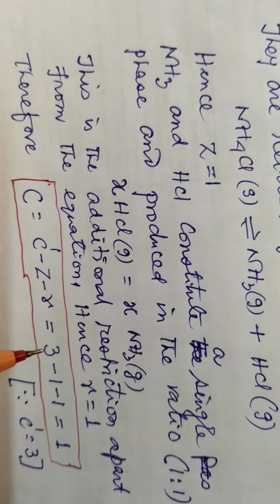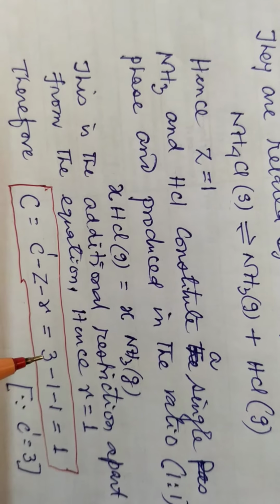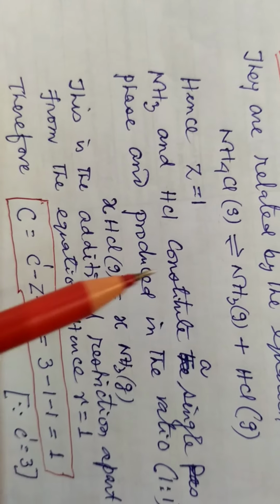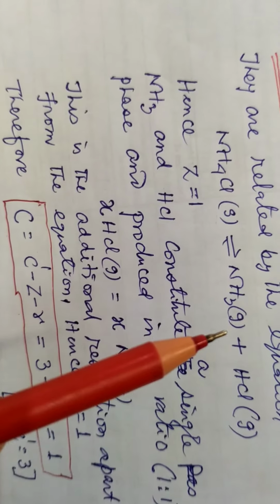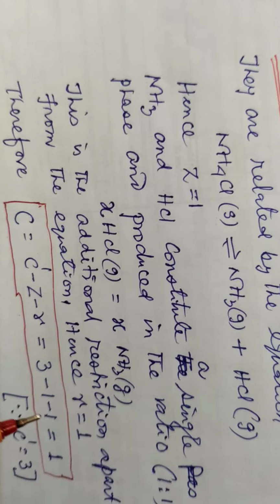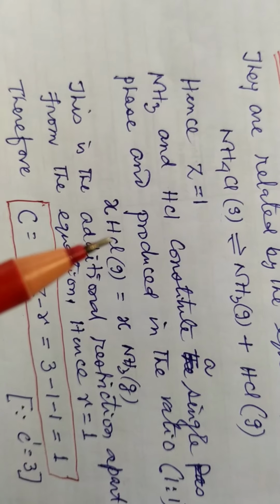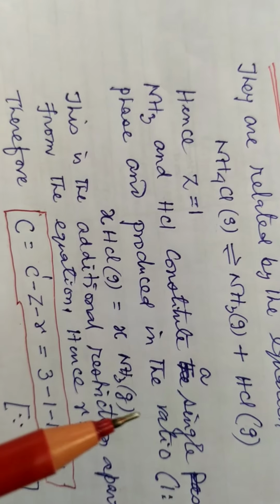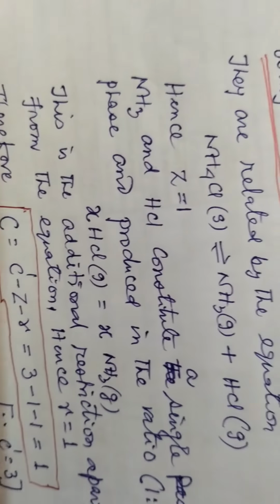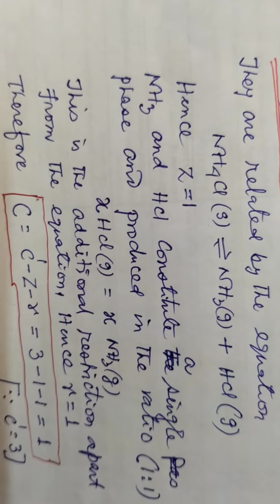Therefore C equals C dot minus Z minus R. C dot equals 3, that is, 3 constituents are there: NH4Cl, NH3 and HCl. 1 is for the equation NH4Cl going to NH3 plus HCl gas, and 1 is for the additional restricting condition, that is equal amounts of NH3 and HCl in the gaseous phase. So this equals 1. So we get that it is a one component system.